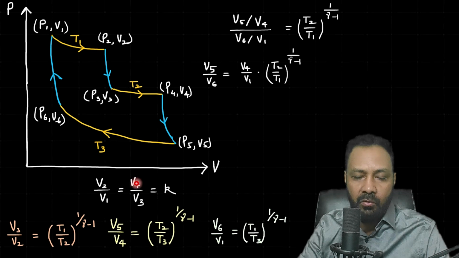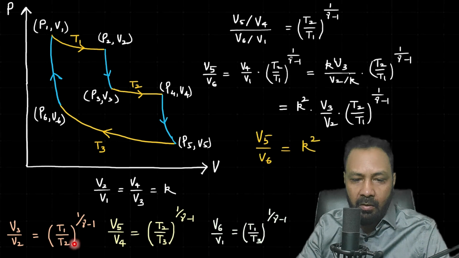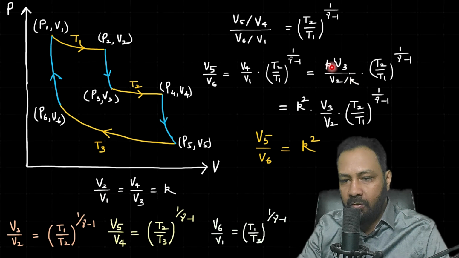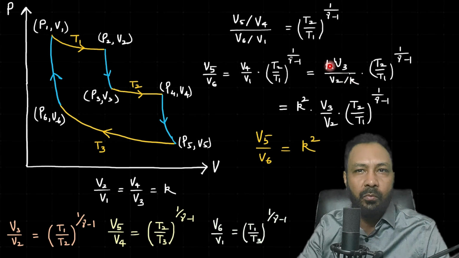Now see here. You can see that V4 is equal to V3 into K. And there is a V1. V1 is equal to V2 by K. So if I put that, V4 is equal to K V3 and V1 is equal to V2 by K. So this denominator K will come into the numerator. That will make K square, and K square V3 by V2 into T2 by T1 power 1 by gamma minus 1.